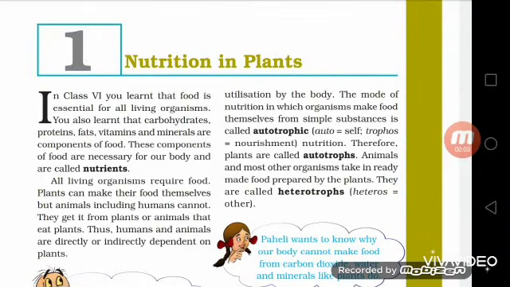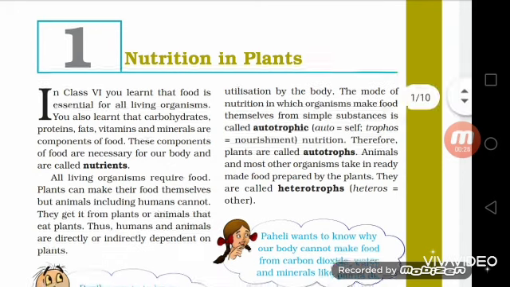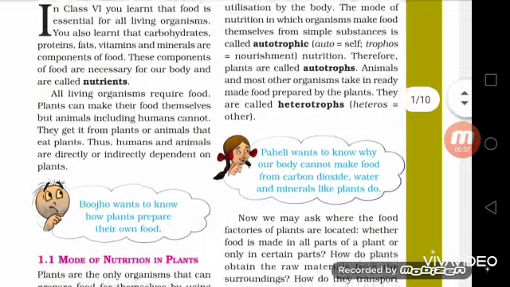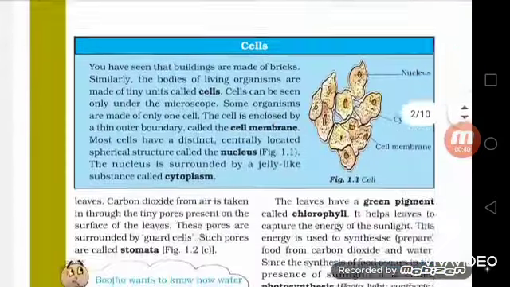So students, in this chapter there are two types of nutrition, that is autotrophic nutrition and heterotrophic nutrition. We have already learned about the autotrophic mode of nutrition, where auto means self and troph means nourishment. So we have all gone through the autotrophic mode of nutrition. Now the second type of nutrition is the heterotrophic mode of nutrition. Here in the bold letters you can see the spelling of autotrophic, autotrophs and heterotrophs, that is heterotrophic mode of nutrition. That is the second type of nutrition.